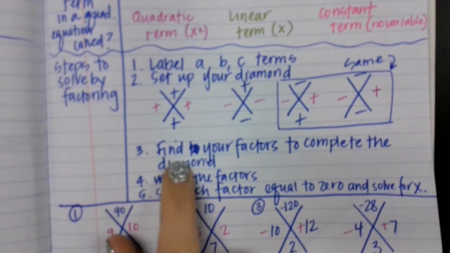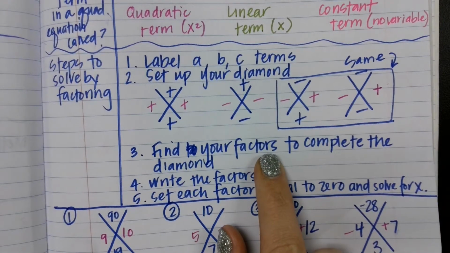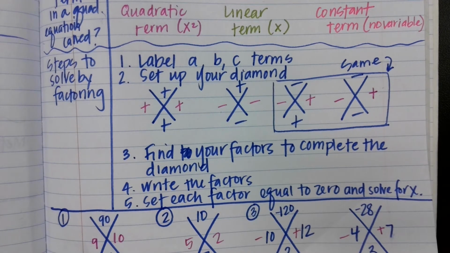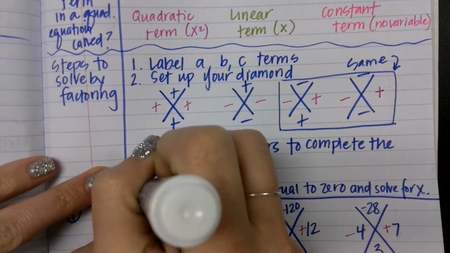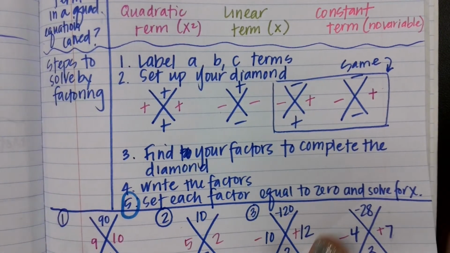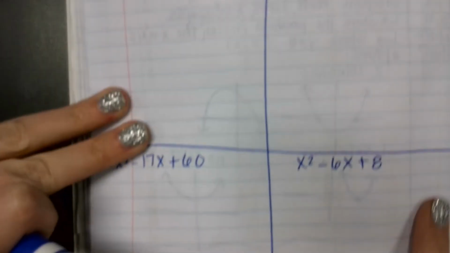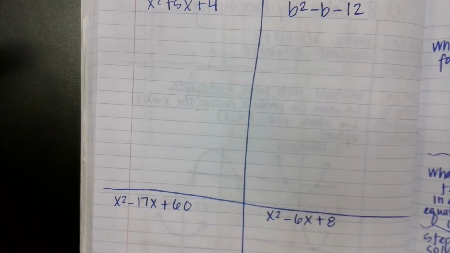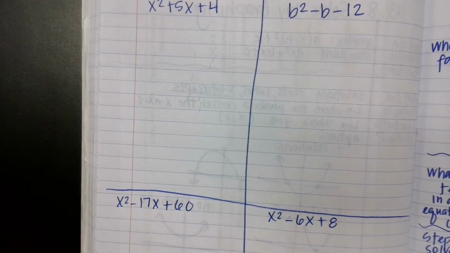So today we did the diamond, we found our factors to complete the diamond, we wrote out the factors, and right now we are going to set each factor equal to 0 and solve for x. Now to recap what we did today, you already have these filled in, but I want to go through this one more time with all of you so that you can see this.